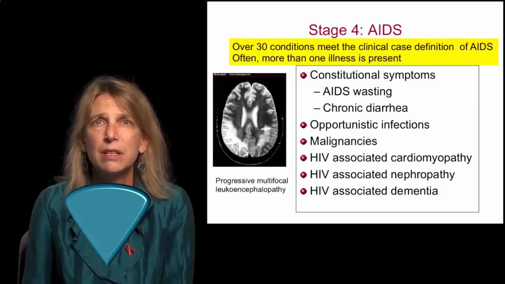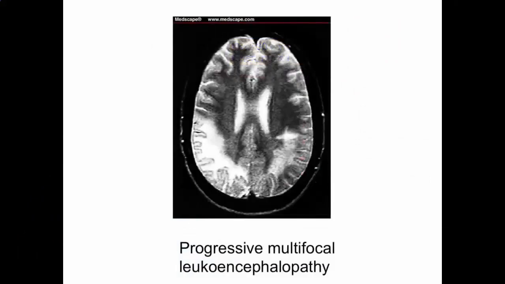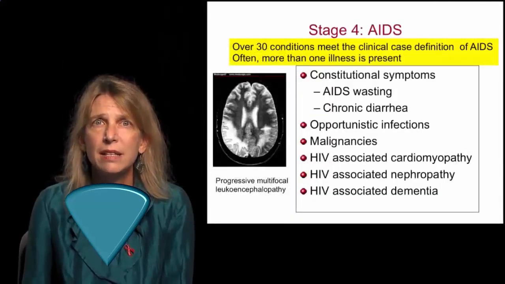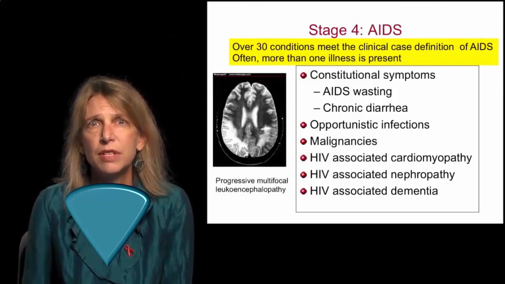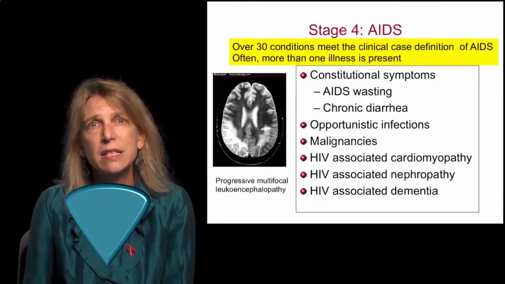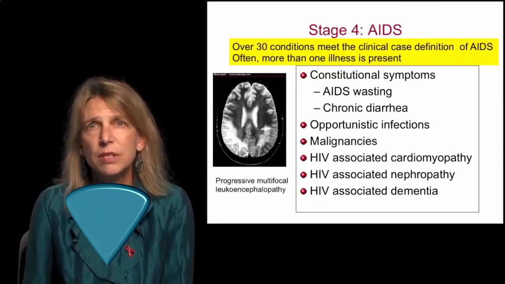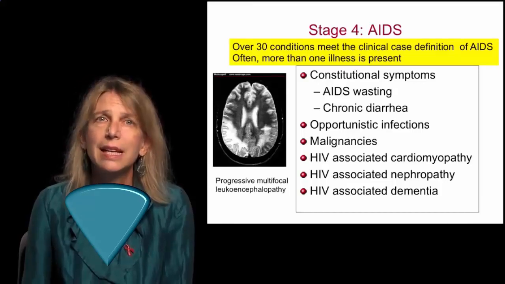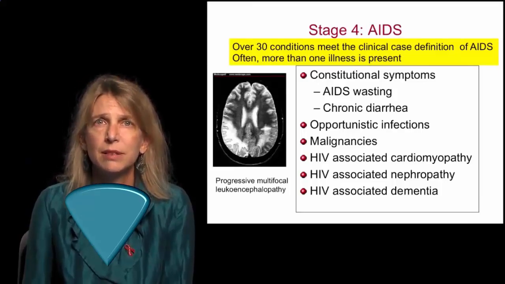There are many opportunistic infections that meet the case definition of AIDS. One of these shown here includes progressive multifocal leukoencephalopathy, a central nervous system disease that affects the white matter, where patients present with neurologic focal findings. Malignancies also are included in AIDS-defining conditions such as central nervous system lymphoma. AIDS conditions include HIV-associated cardiomyopathy, HIV-associated nephropathy, and HIV-associated dementia.